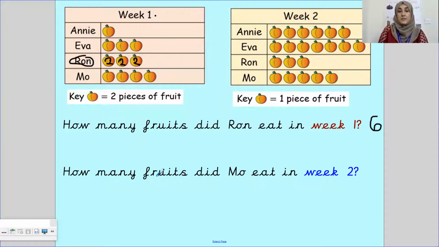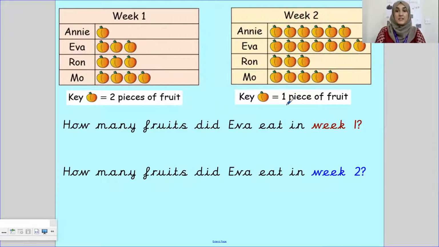Now, how many fruits did Mo eat in week 2? So firstly, can you find week 2? Well done, it's right here. Now, where is Ron in our table? Well done, he's the 3rd one down. Oh, sorry, not Ron, we're looking for Mo. Mo, the 4th one down. Okay, now how many fruits did Mo eat? Now let's look at the key for week 2. It's 1 piece of fruit equals 1. So I'm going to put number 1 here, and then I'm going to count. That's 1, 2, 3, 4, 5. So in week 2, Mo ate 5 pieces of fruit.